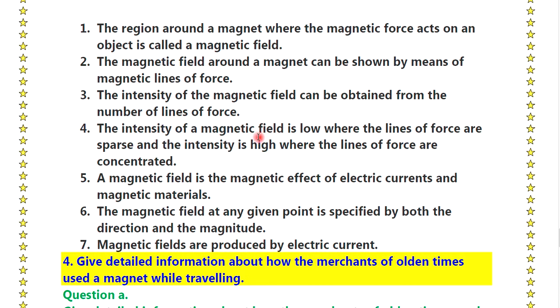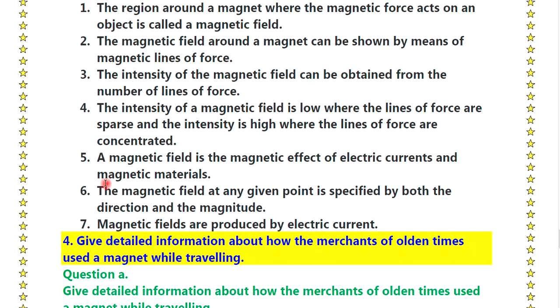The intensity of the magnetic field is low where the lines of force are sparse and the intensity is high where the lines of force are concentrated. Fifth point, the magnetic field is the magnetic effect of electric currents and the magnetic material. Sixth point, the magnetic field at any given point is specified by both the direction and the magnitude. Seventh point, magnetic fields are produced by electric current.